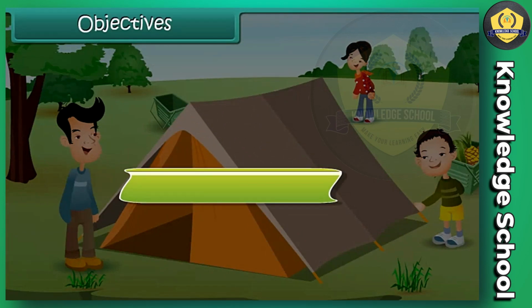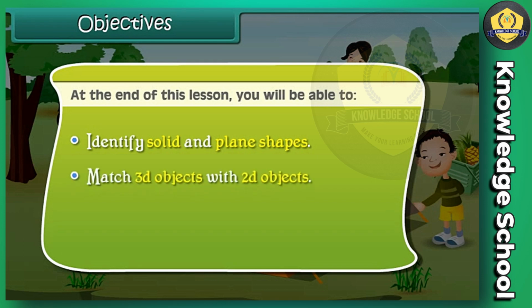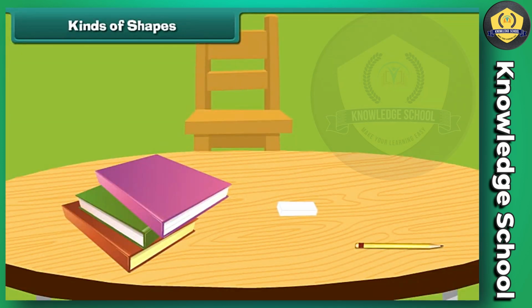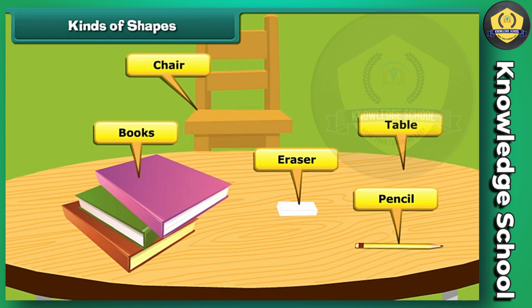Objectives. At the end of this lesson, you will be able to identify solid and plain shapes, match 3D objects with 2D objects, differentiate between straight and curved lines. Kinds of shapes. We see different shapes all around us. Pencils, erasers, tables, books, chairs, etc.